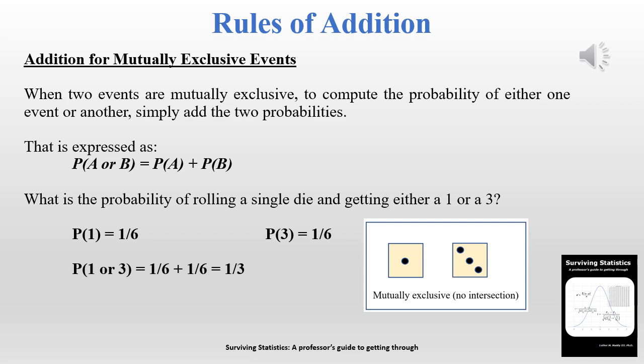So let's use that example of rolling a die and getting either a 1 or a 3. We express that as the probability of A or B equals the probability of A plus the probability of B. If the probability of getting a 1 is 1 out of 6, and the probability of getting a 3 is 1 out of 6, we add the two together. So the probability of a 1 or a 3 is 1 out of 6 plus 1 out of 6, equaling 1 out of 3.